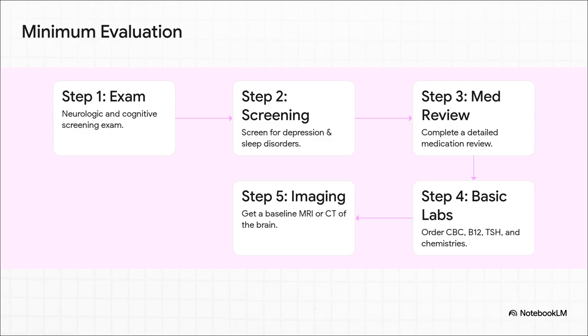You've got to do a good neuro and cognitive exam. You have to screen for things that can look like dementia, like depression. And this is a big one. You have to go through their entire medication list. Polypharmacy is a huge, huge problem. And then, of course, you get your basic labs to look for reversible stuff, and you get a picture of the brain with an MRI or CT.